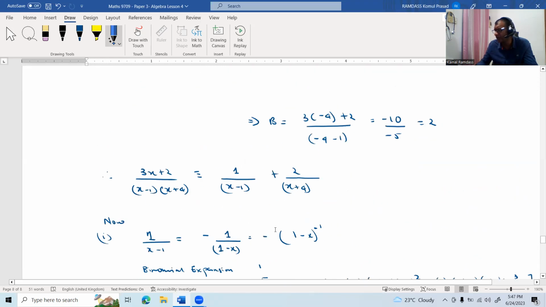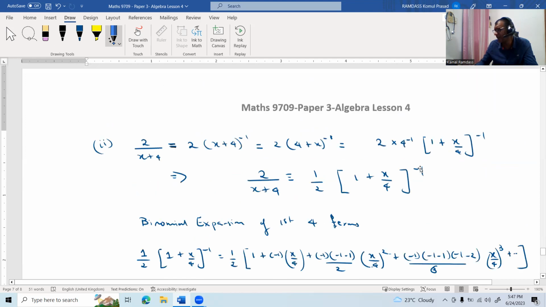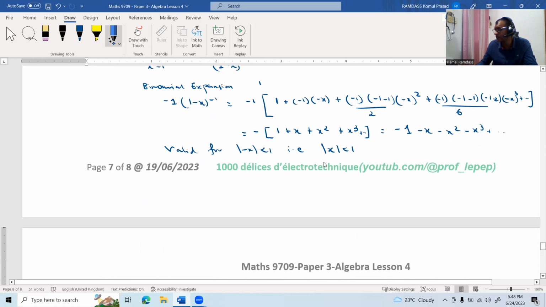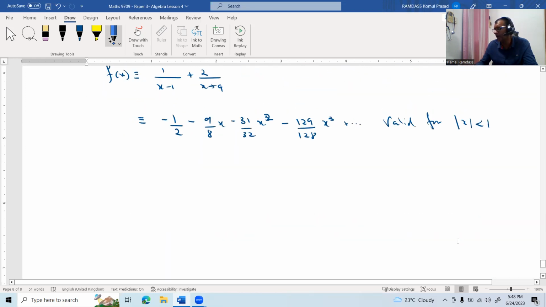Là, mon gain deux binomial expansions. Et moi add both, et ça, moi pour gain minus half, minus 9 over 8 x, minus 31 over 32 x squared, minus 129 over 128 x cubed, valide for, bon, on a deux conditions là. Modulus of x less than 1, modulus of x less than 4. Et définitivement, on a besoin de prendre une condition qui intersect, the intersection of both conditions, OK? Et c'est modulus of x less than 1. OK? Et là, la leçon terminée.